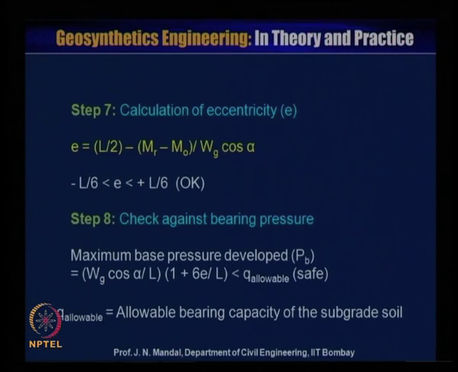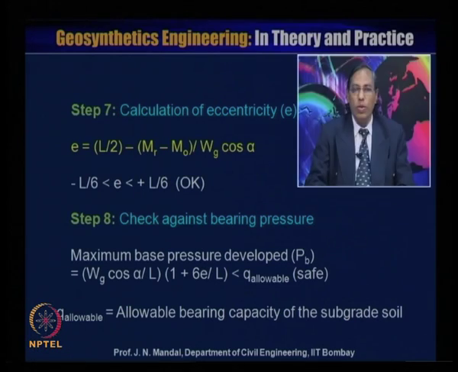Step 7, calculation of eccentricity e. So e can be calculated by the equation L by 2 minus (Mr minus M0) divided by Wg cos alpha, and e should be greater than minus L by 6 and less than plus L by 6, then it is okay. So you have to check this. When we solve the problem, we will show you.